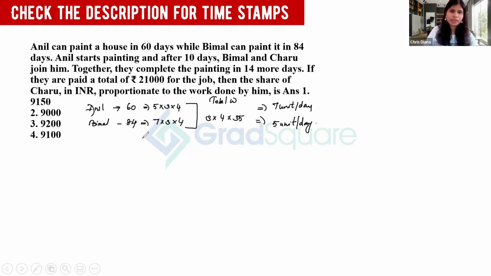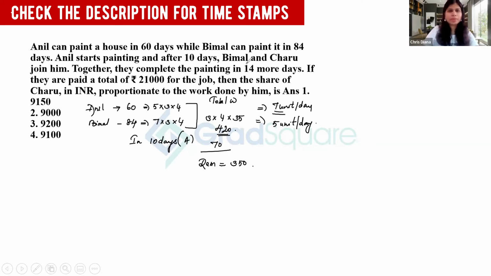Now Anil starts painting, and for the first 10 days it's only Anil who is going to work. Each day he can do 7 units, so in 10 days he can finish 70 units. Now let's figure out the total work. This is 35 into 4 into 3, which gives a total of 420. So the total work was 420 units, and in 10 days 70 units have been completed by Anil. So the remaining work is 420 minus 70, which gives 350.